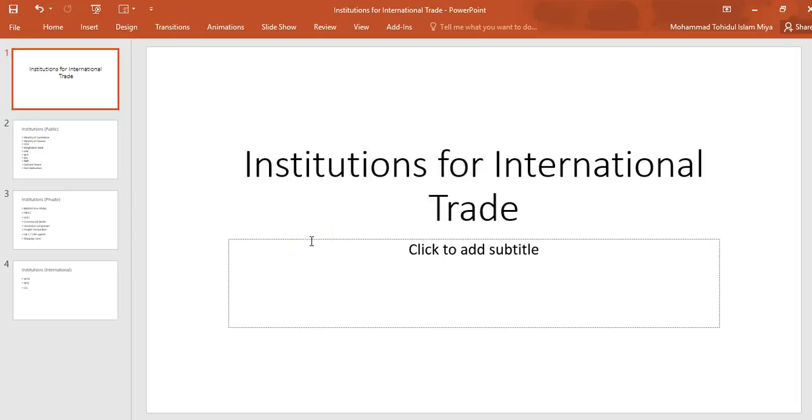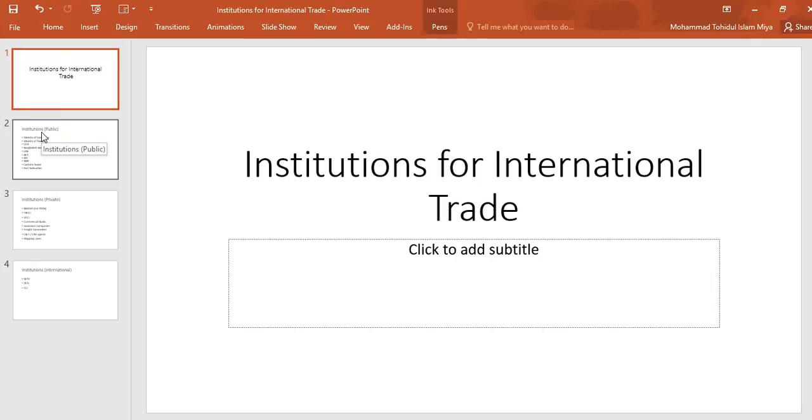Hello, now we are going to discuss the institutions for international trade. By international trade, I mean export. If you want to do export or import business from Bangladesh, what are the institutions which are important to do our business smoothly based in Bangladesh?